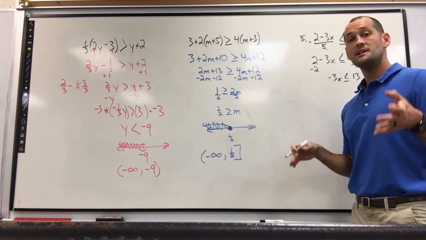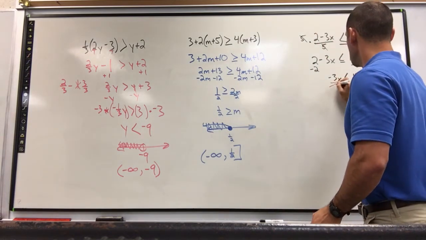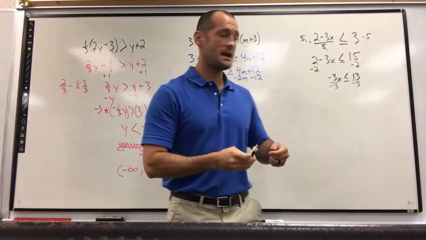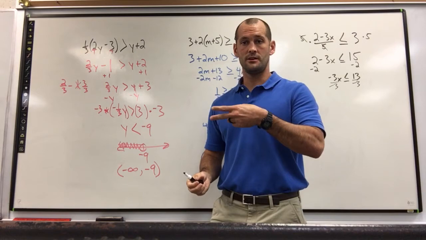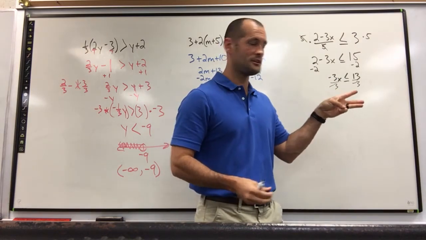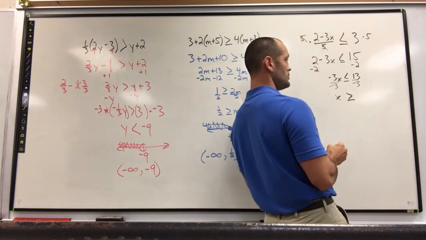What are we doing here? Dividing by what? Negative 3. Don't sleep on that. We're about to flip. Right now, we have a less than or equal to. See it? And we divide it by a negative. We're going to flip it. We're left with x greater than or equal to.